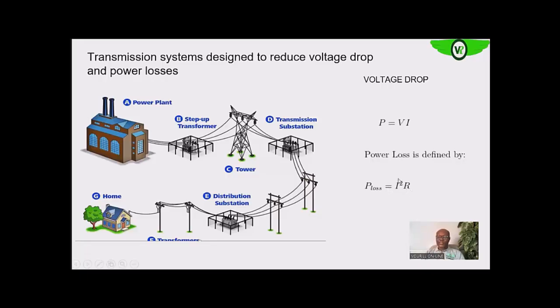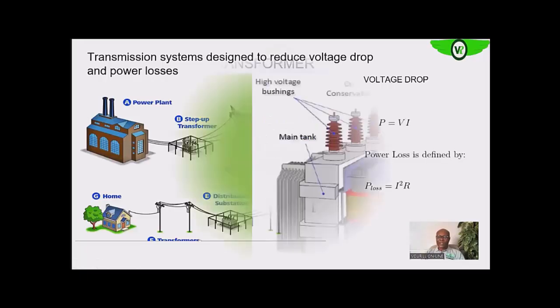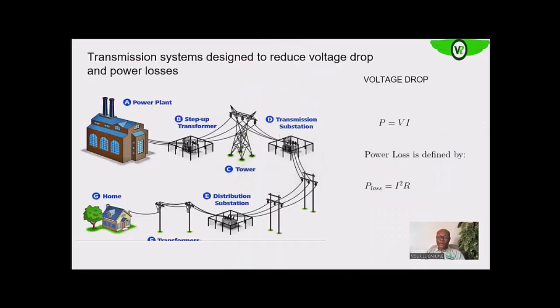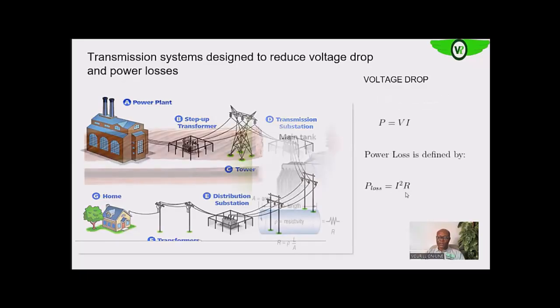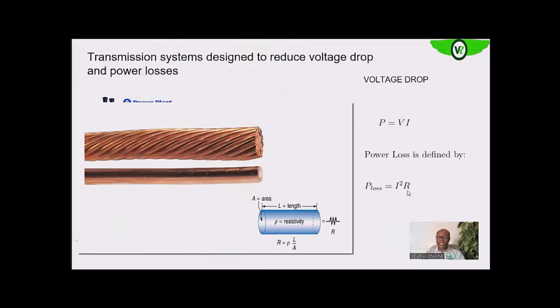So if we reduce this by increasing V, that means we also reduce the power losses. Another way that we can reduce the power loss is by reducing R. And to reduce R, it means that we need to increase the cable size.